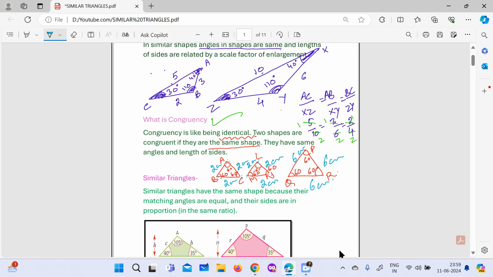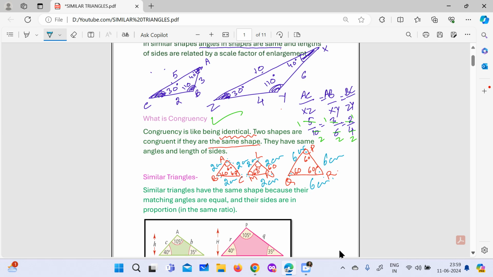Now when we look at this triangle PQR, you can see that all the angles measure the same. All the angles are 60 degrees only, and this is also an equilateral triangle. But I cannot say that these two triangles are congruent, because the measures of the sides are not the same, but they are in proportion. So there is always a difference between the words similar and congruent.